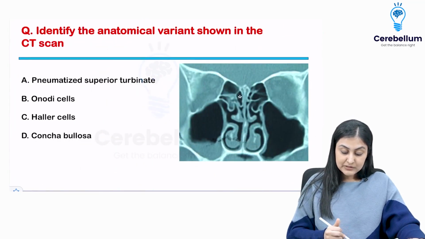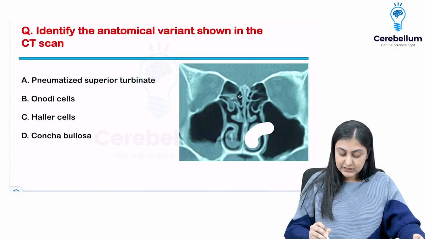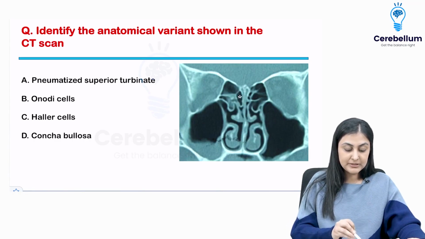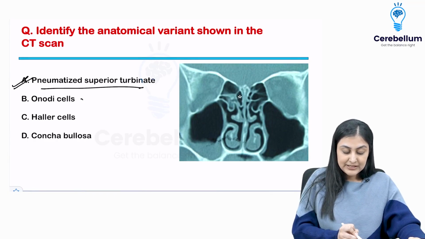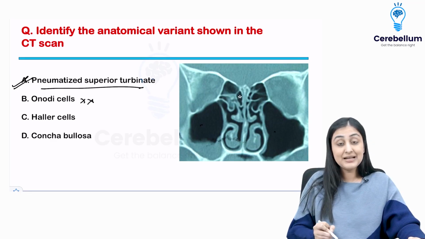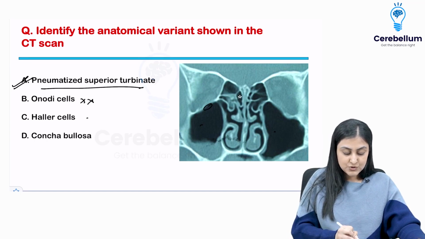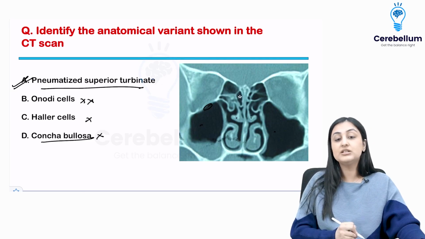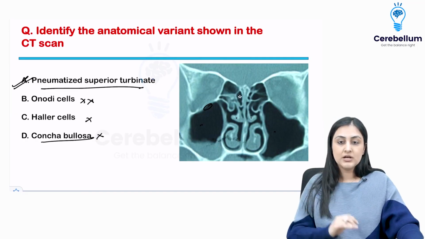Identify the anatomical variation here. So what are we seeing? This is the inferior turbinate, this is the middle turbinate, and you can see how the superior turbinate now has air. So this is pneumatized superior turbinate. We can never see Onodi in this plane, right? Onodi is posterior. It is not infraorbital, so not Haller and not concha bullosa, because it is not the middle turbinate which is pneumatized. Okay, this is pneumatized superior turbinate.